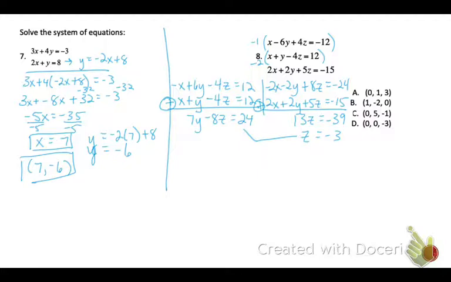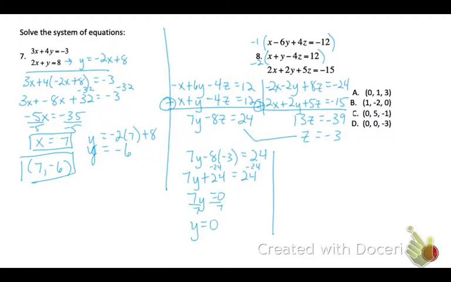Now we have two simpler equations to combine, and I've drawn an arrow between them. So 7y minus 8z equals 24, and z equals negative 3. So I'm just going to plug in that value for z and solve for y. So I get 7y plus 24 equals 24, and that's okay because I'm going to subtract my 24 and get 0. 0 is a legitimate answer. Divide by 7, y equals 0.